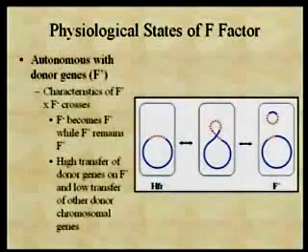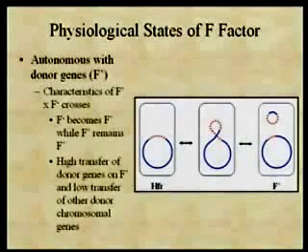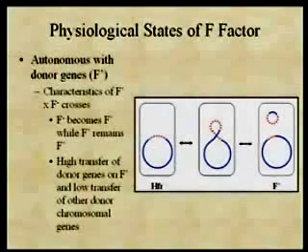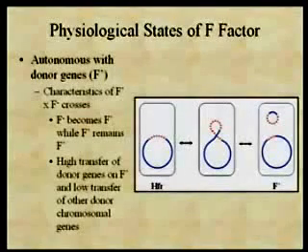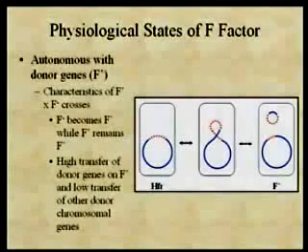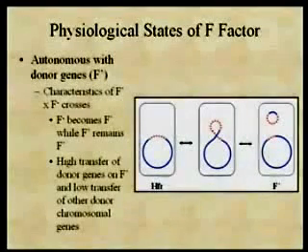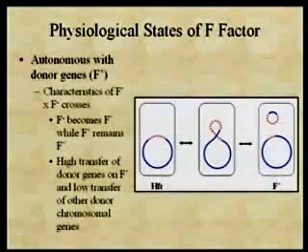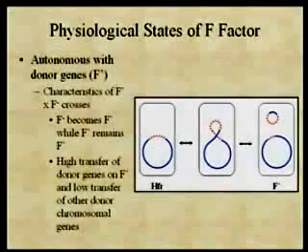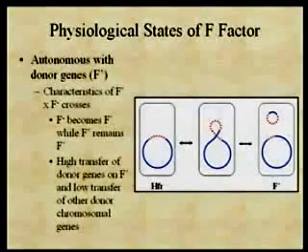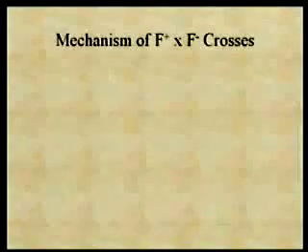So in crosses of the type F prime by F minus, in this case the F minus will become an F prime, the F prime will remain an F prime, and there's going to be a high frequency of transfer of those donor genes that are carried by the F prime factor, but low frequency of transfer of other donor chromosomal genes. All right, so now let's go look at what happens mechanistically in this process, and see how we can explain these various characteristics.